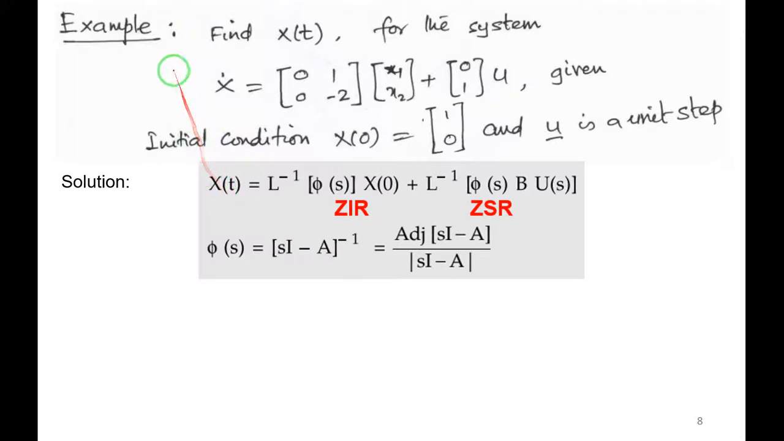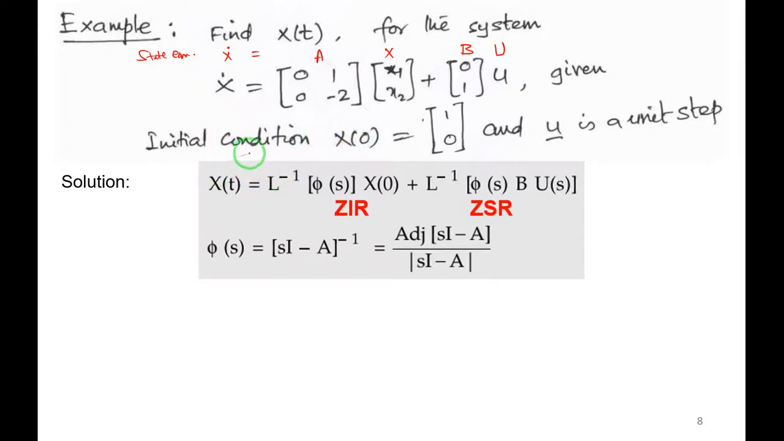Find x of t for the system that is given. x dot is a function of time only. X dot is equal to the matrix A x plus B u, right? This is A, this is x, this is B and this is u. So this is the state equation.